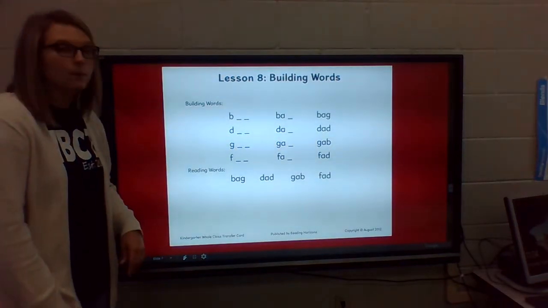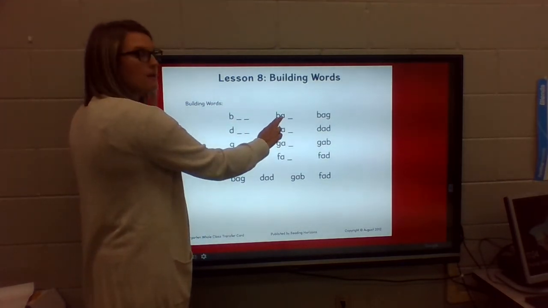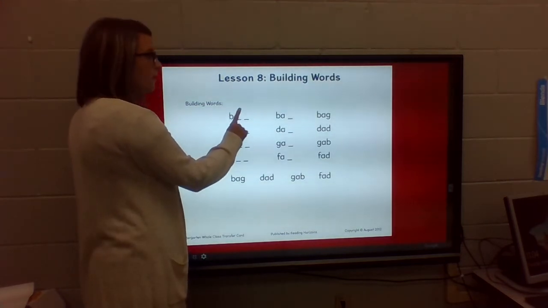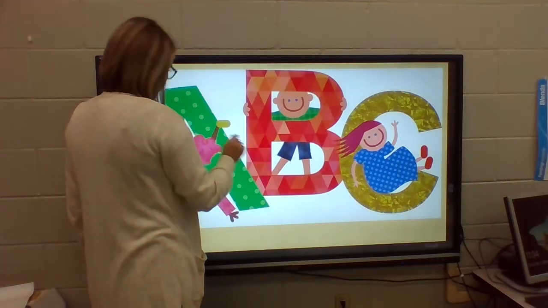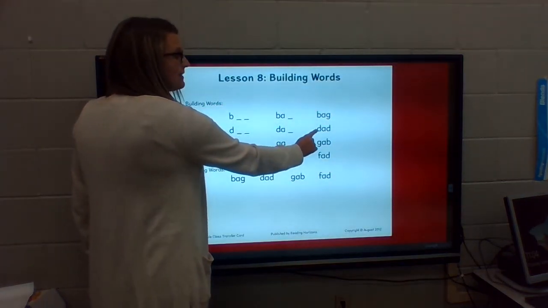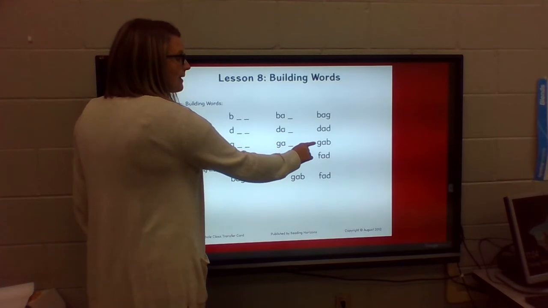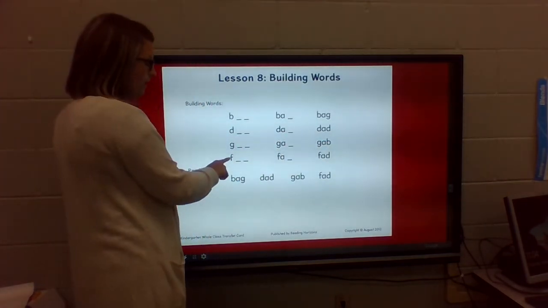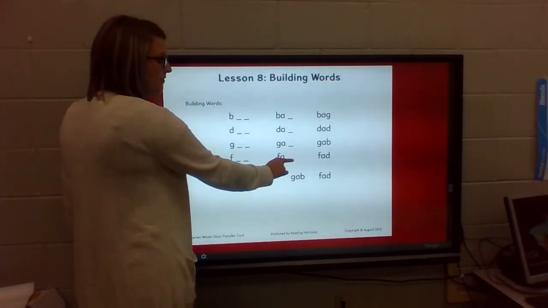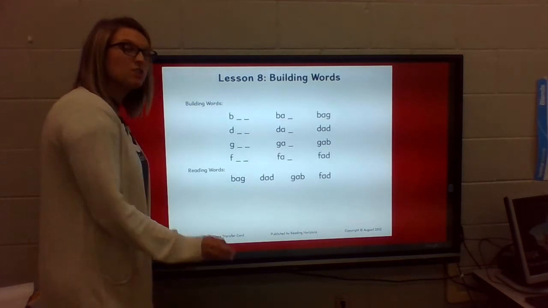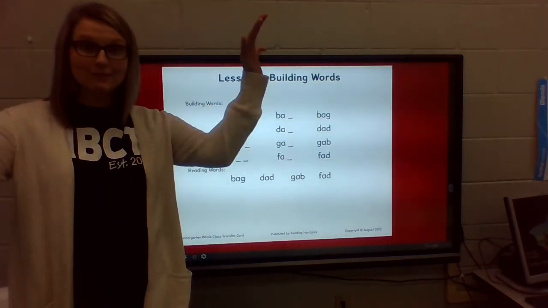All right, so we're going to go to the next slide. We're going to practice these words. In order to build up to the words, I'm going to say the letter sound, the slide, and then the word. All right, so here we go. Bag. Dad. Gab. Gab means to talk a lot. Fad. You just read four new words. Bag, dad, gab, fad.